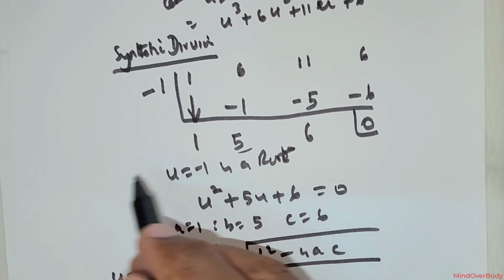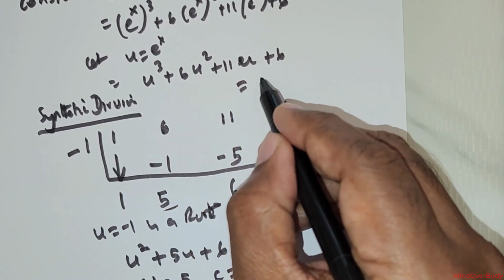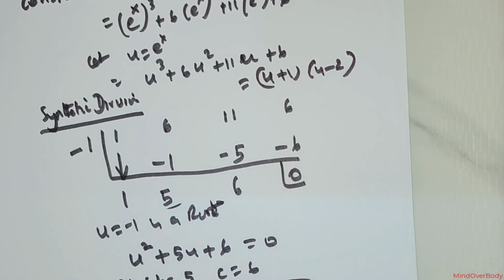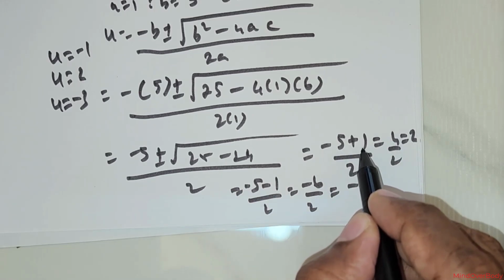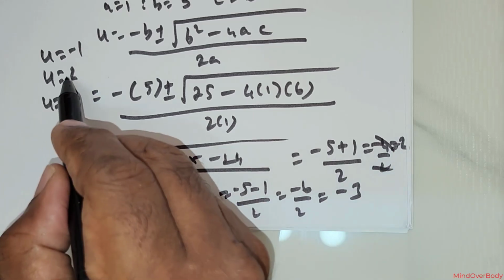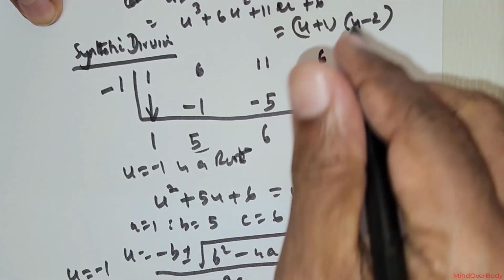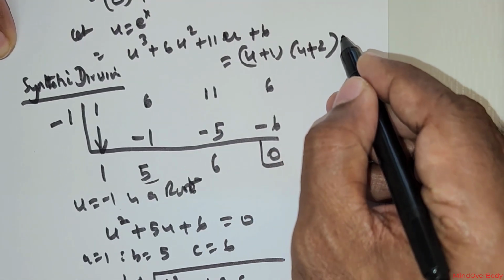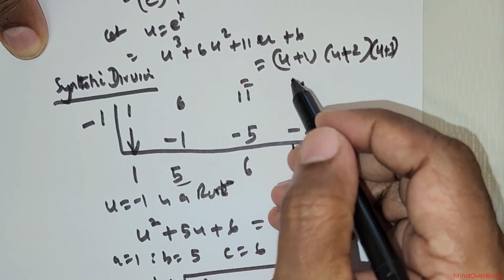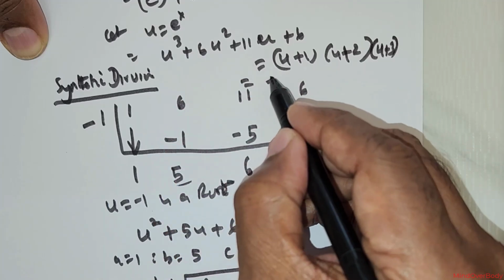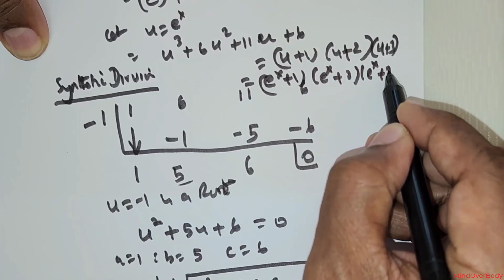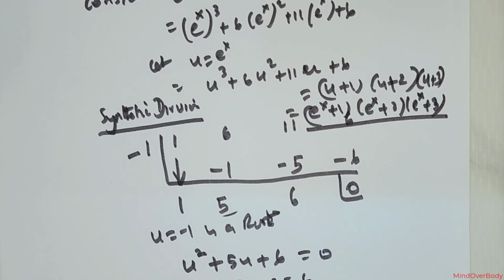So if you were to factorize this, this is going to be u plus 1 times u minus 2. Oh, this is not right. Negative 5 added with 1 will give you negative 4. Dividing negative 4 by 2 gives negative 2. So this is going to be u plus 2 and then u plus 3, right? So in place of u, you substitute e to the x. So this is e raised to the power of x plus 1 times e raised to the power of x plus 2 times e raised to the power of x plus 3. So we have written everything in product form.